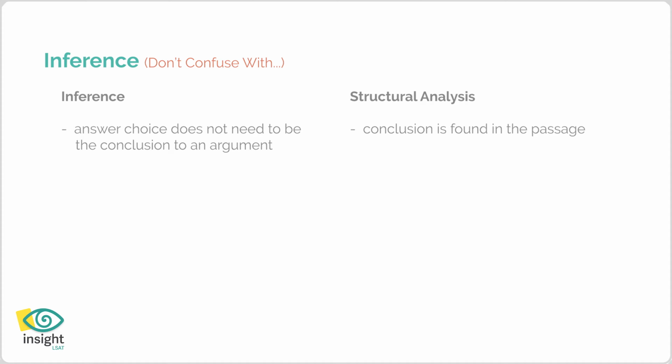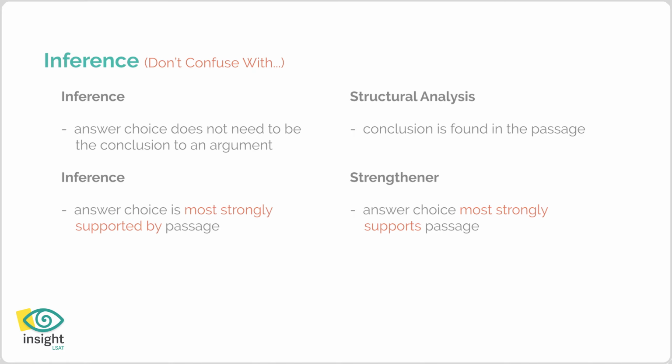The next type that you should not confuse with inference is strengthener. I mentioned this when we focused directly on strengtheners last lesson. Some strengthener stems ask you to pick an answer choice that most strongly supports the conclusion of the passage in the argument. The support there is moving from the answer choice up to the passage. In the most strongly supported version of inference, the stem asks you to pick an answer choice supported by the passage. So the direction of support is from passage to answer choice.